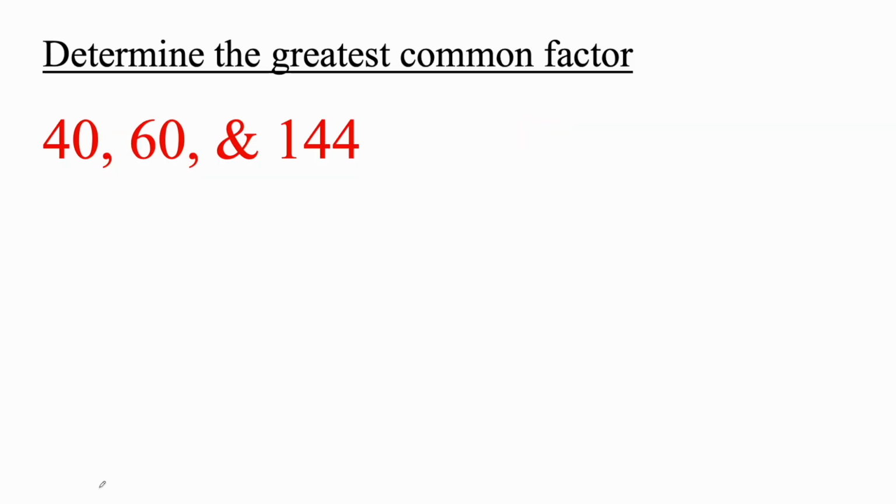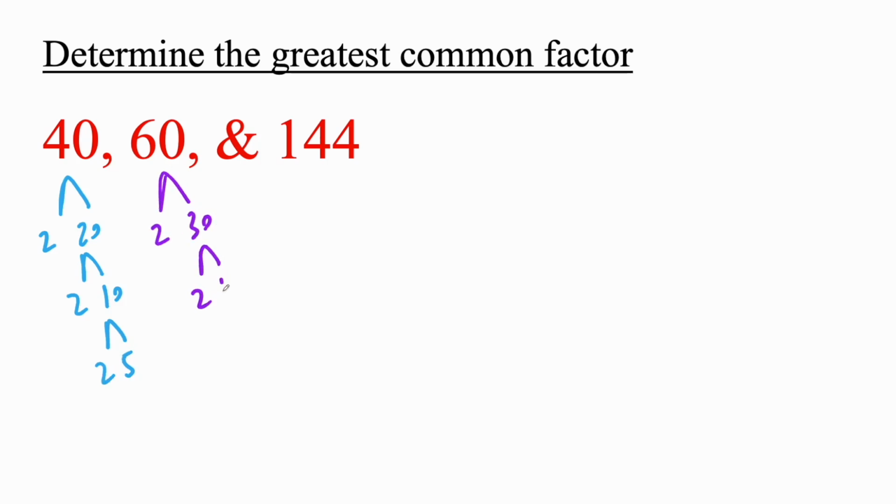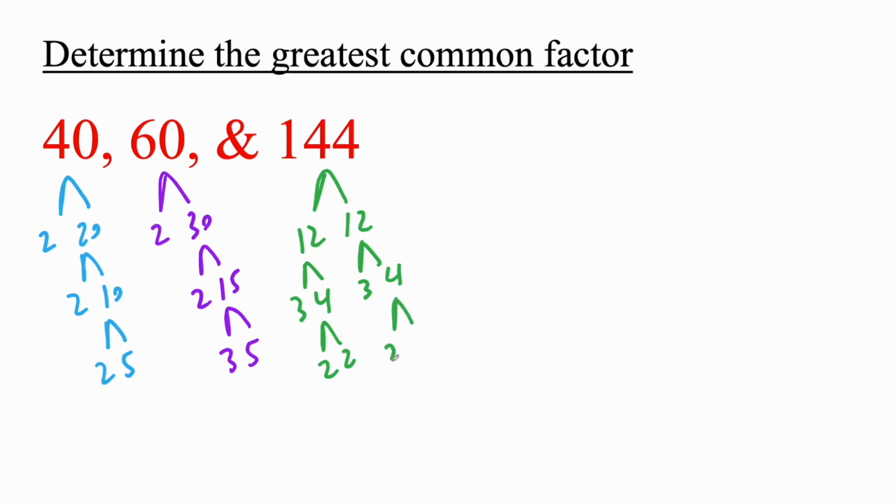Our last problem, same procedure. Even though we have 3, it's the same thing. So we're going to break this down. 2 times 20. From there, we're going to do 2 times 10. From here, 2 times 5. And then 60. So 2 times 30. 2 times 15. And 3 times 5. And the last one, 12 times 12. Then we have 3 times 4. 3 times 4. Then we have 2 times 2, 2 times 2.